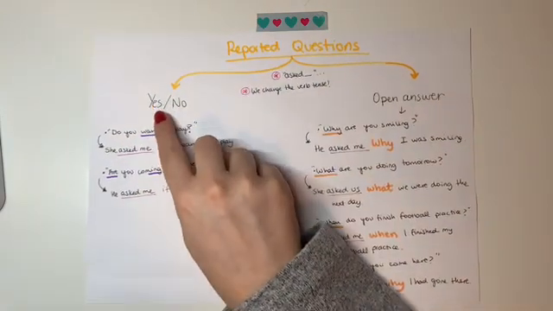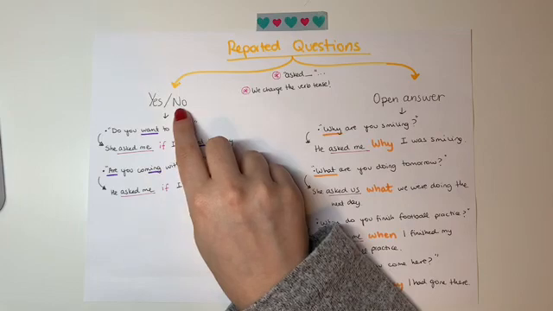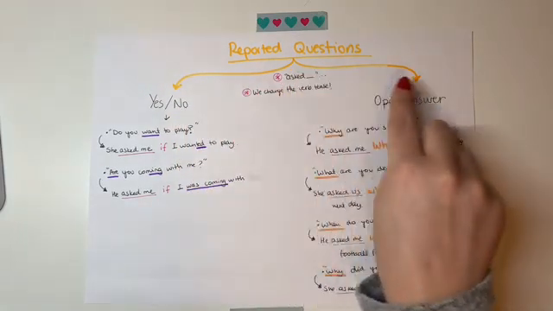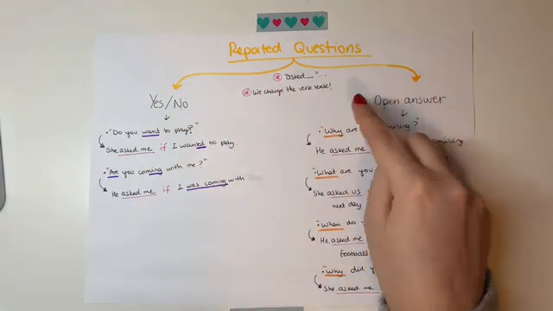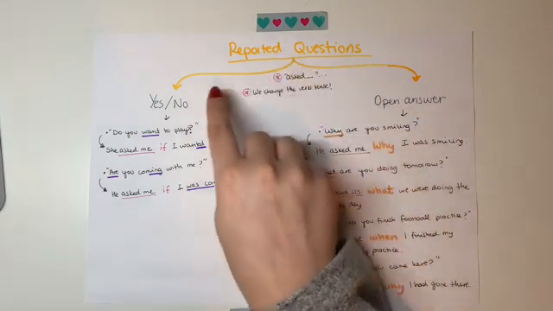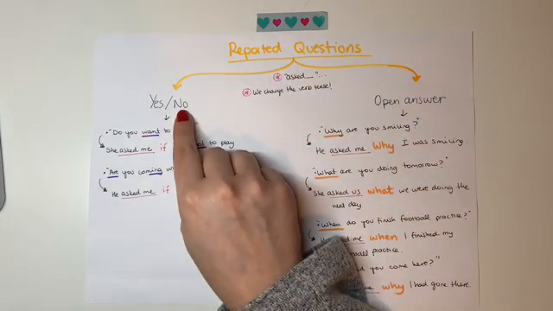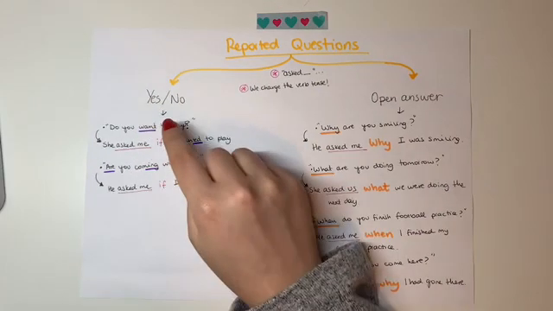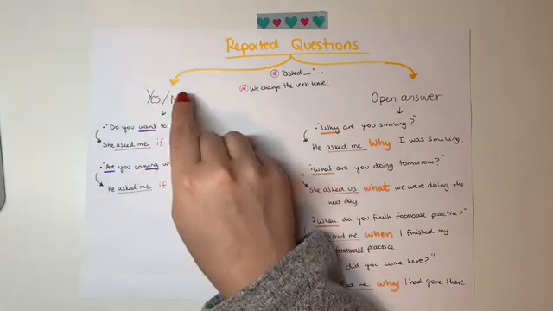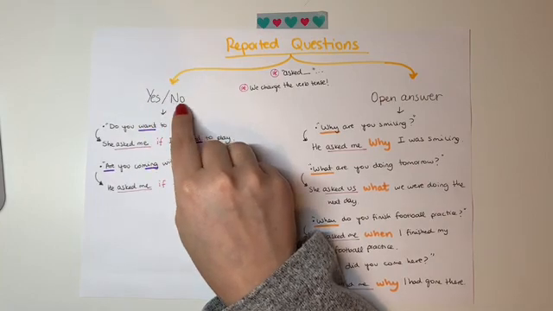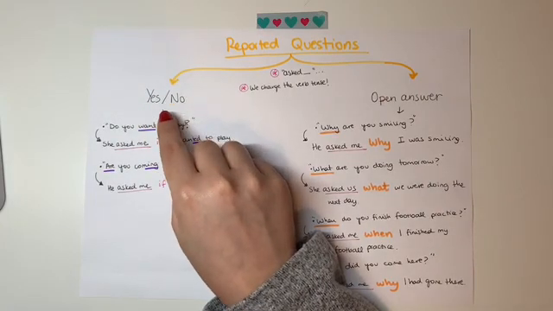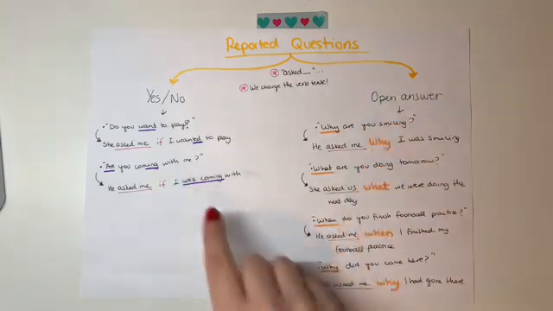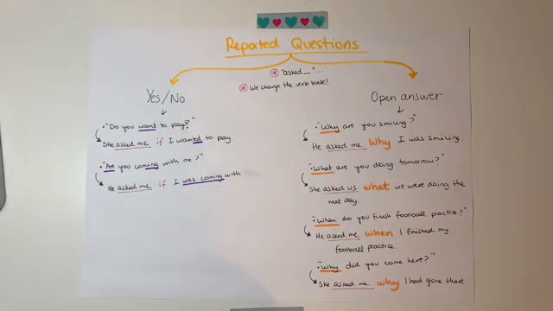You can answer yes or no to the original question, or it is an open answer. Let me explain it. When it's a yes, no answer, for example, "Do you want to play?" "Are you coming with me?" "Will we go to the cinema later?" The answers can be yes or no.